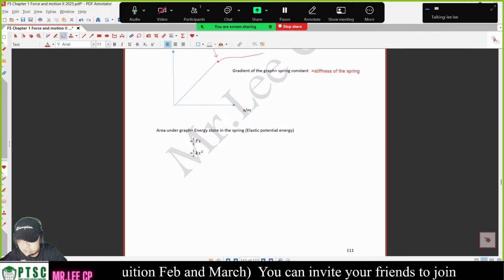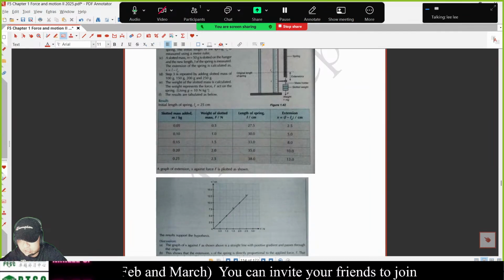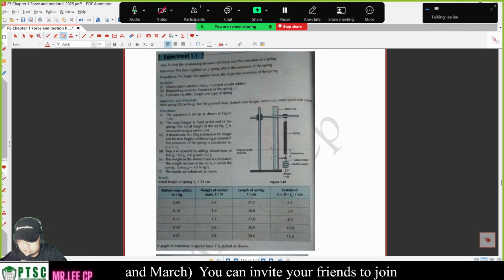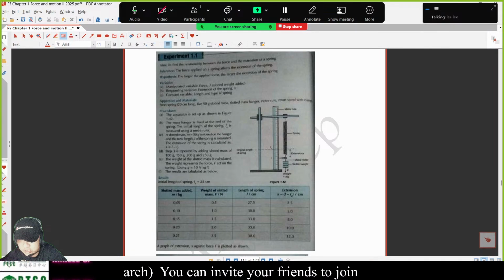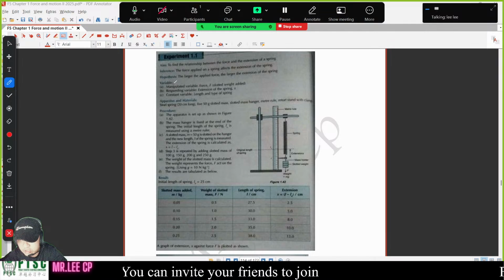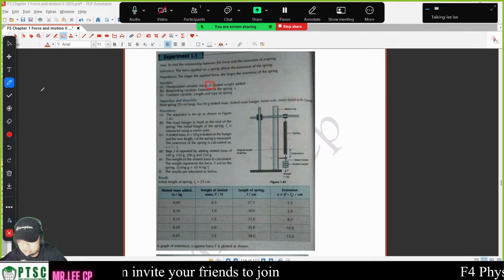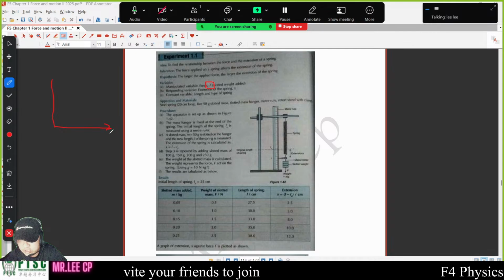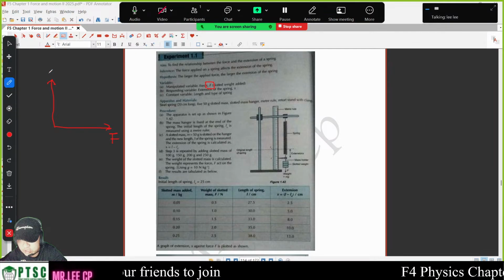Okay, elastic limit. Now from here, if you do an experiment, this experiment you have to do at school, so I am not going to do it with you here. Now, what is the manipulated variable? Force, right? If force is the manipulated variable, we are going to plot F here, so the responding variable is the X.